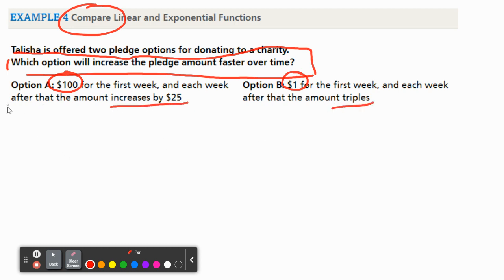Okay, option A is a linear option. So in this option here, f of x equals, you're going to start with $100, and then you're going to add $25 for each week, so plus 25x. So x is the number of weeks here. So x equals number of weeks.